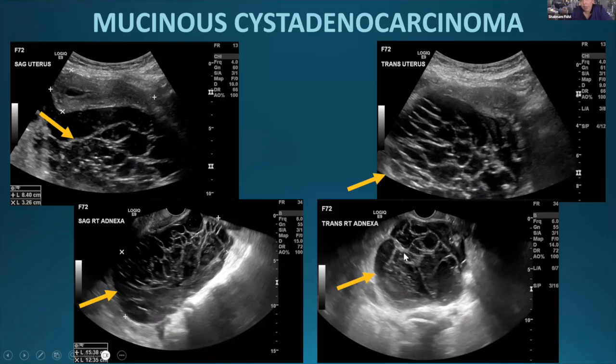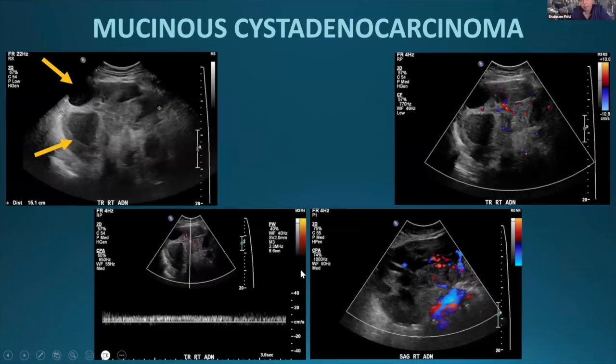And in terms of its internal architecture, it has multiple cystic locules, which are variable in echogenicity. Some of these are more anechoic. Some contain low-level internal echoes. So again, this corresponds with a stained glass appearance on MRI. And this patient had a mucinous cystadenocarcinoma.